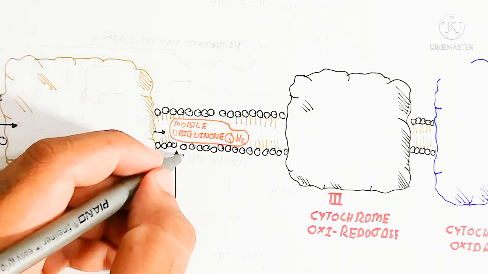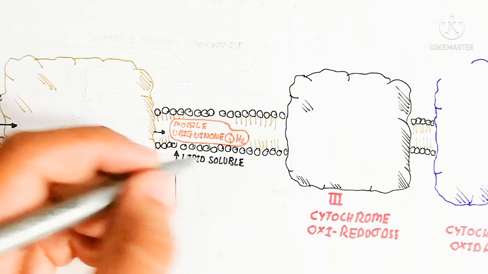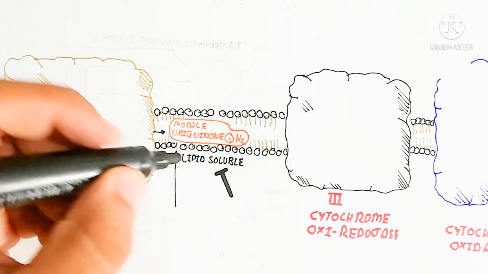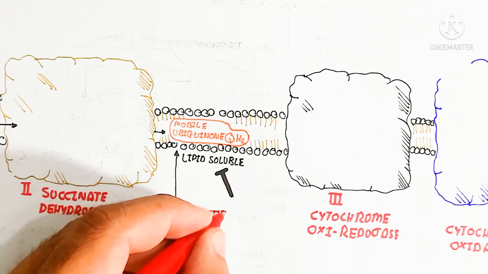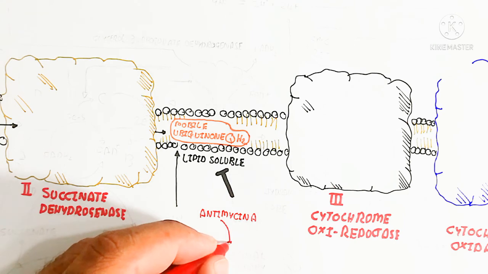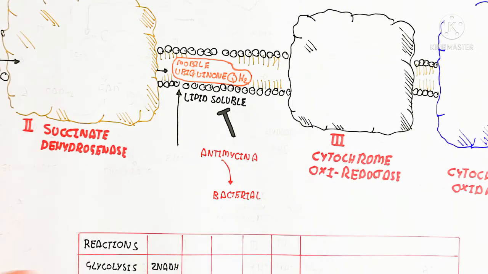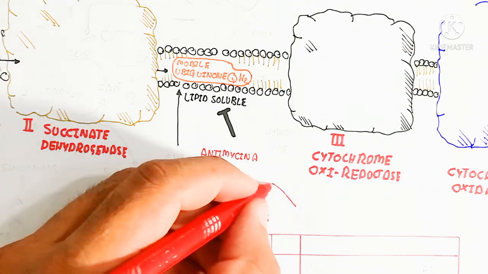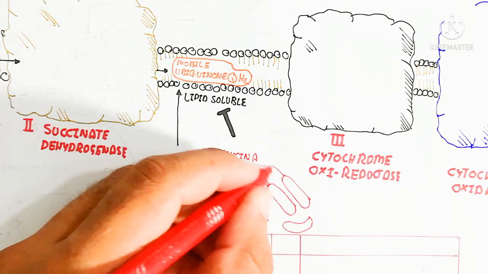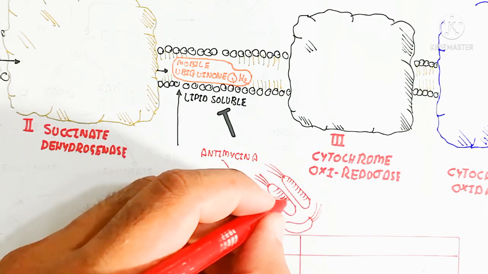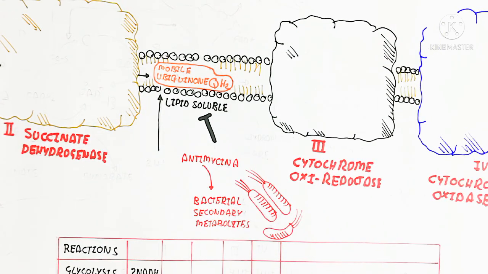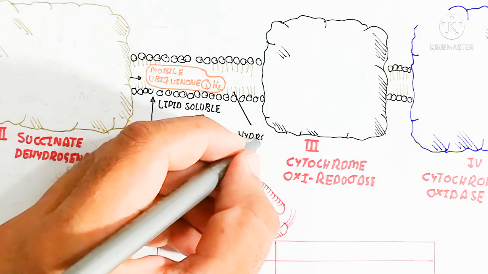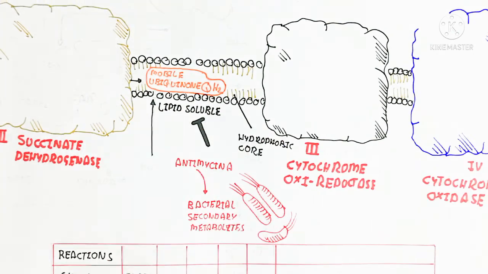So this is basically the hydrophobic core, which is lipophilic, and this lipophilic core is able to move the mobile ubiquinone. And the inhibitor of this mobile ubiquinone is antimycin A, which is a bacterial secondary metabolite, and the process can be inhibited by this. So remember about that. For example, a bacterial infection with a specific species of bacteria can inhibit this electron transport chain. So here is the hydrophobic core.